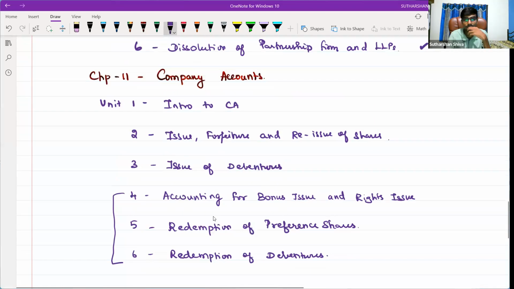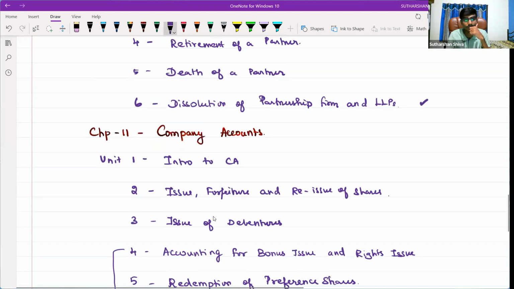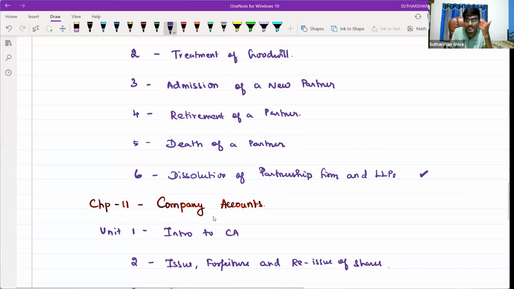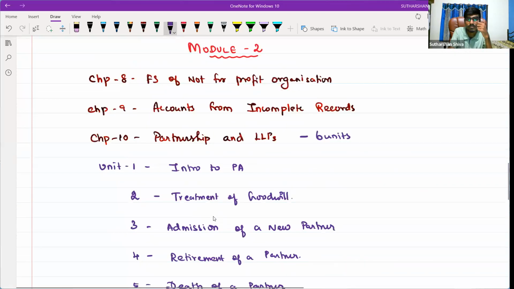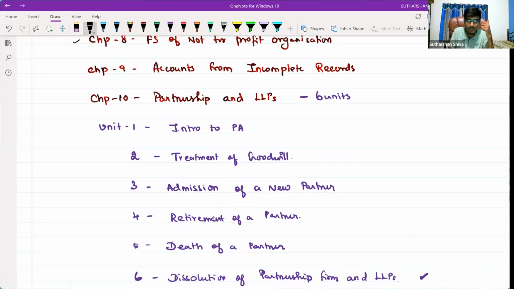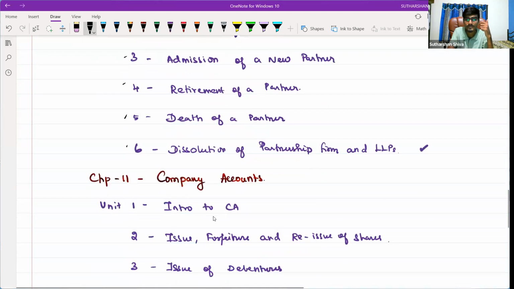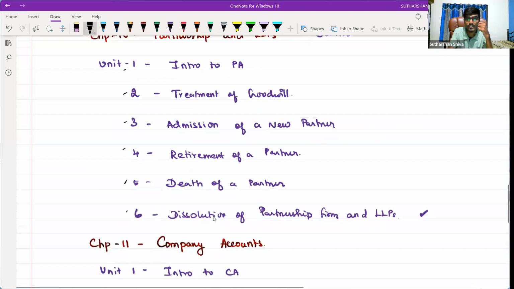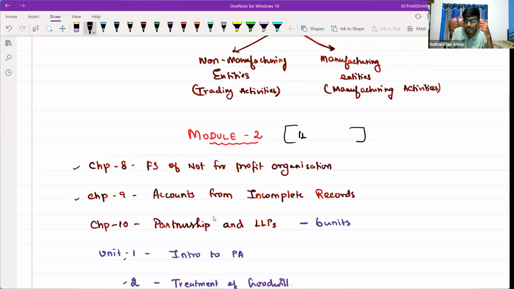To put it simply, I will consider everything as a unit. So in module 2, this will be 1 unit, 2, 3, 1, 2, 3, 4, 5, 6, 7, along with 8. 8 plus 6 is 14. So in total, in our class, we are going to consider 14 units.